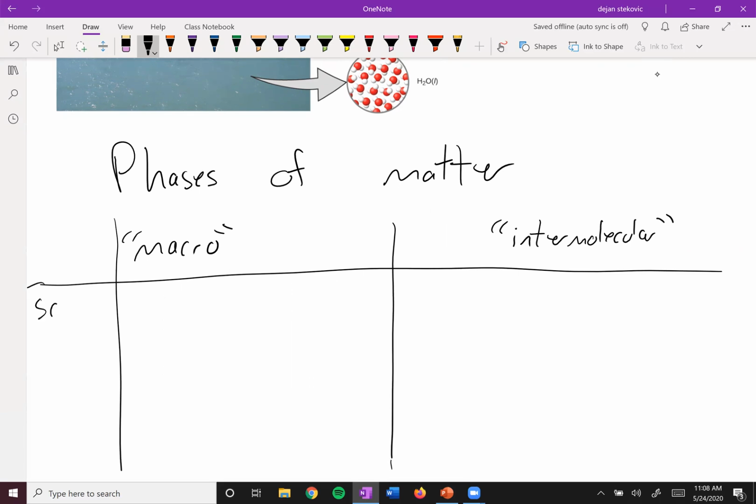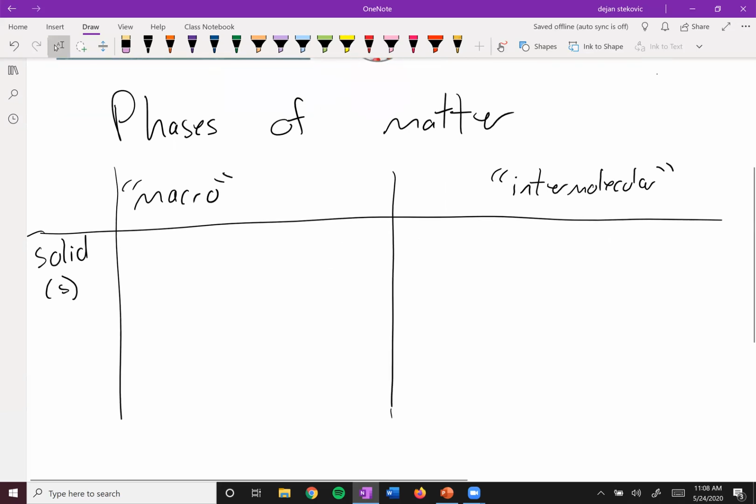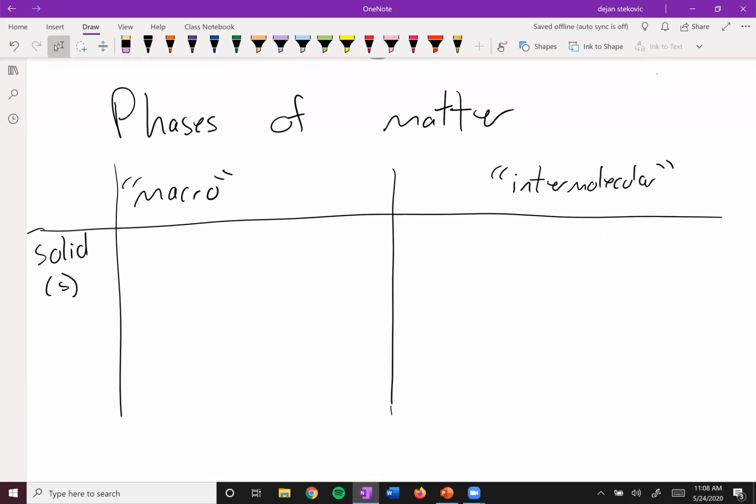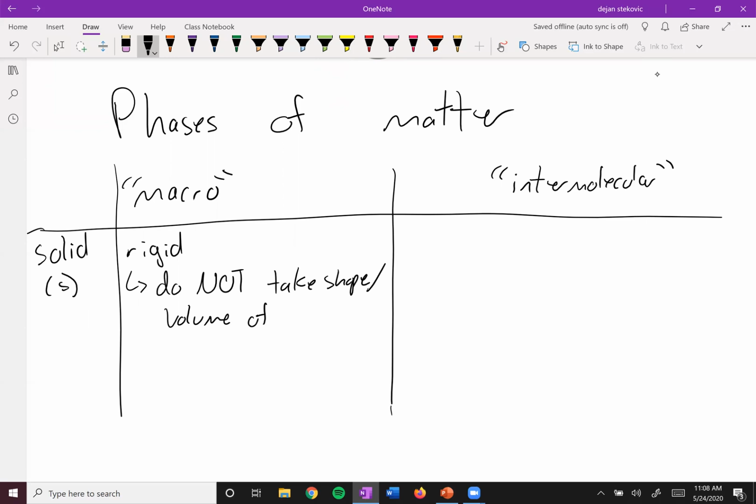So let's start off with a solid, and solids get the symbol S. The defining characteristic of solids is that they are rigid. What that means is that they do not take the shape or volume of a container.